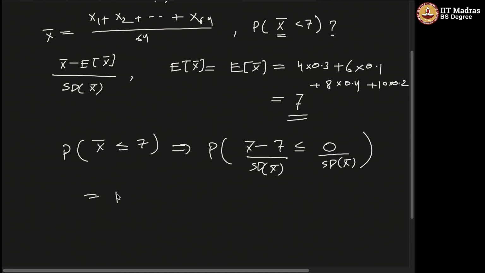So the same thing will become, now this thing has converted to z. So we'll write z less or equal 0. That is what we have to find. And that will become Fz of 0. And we know that Fz of 0, so we need to find the value of Fz of 0. So this value will be equal to 0.5.